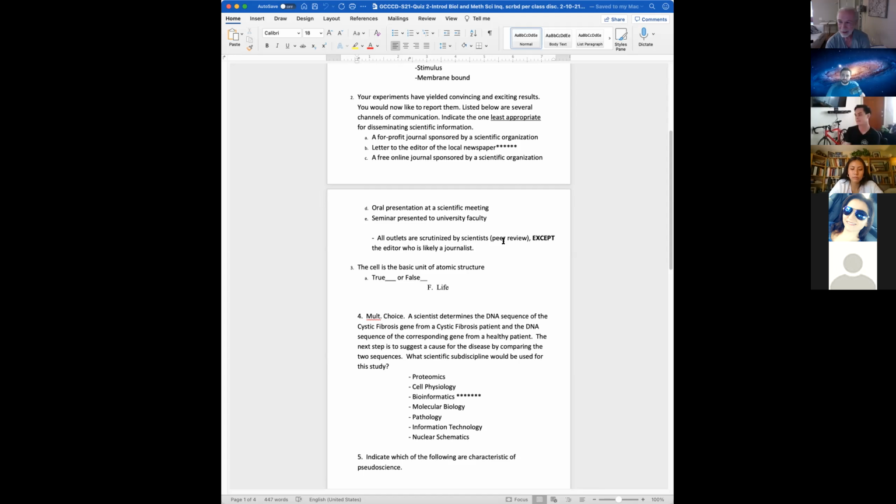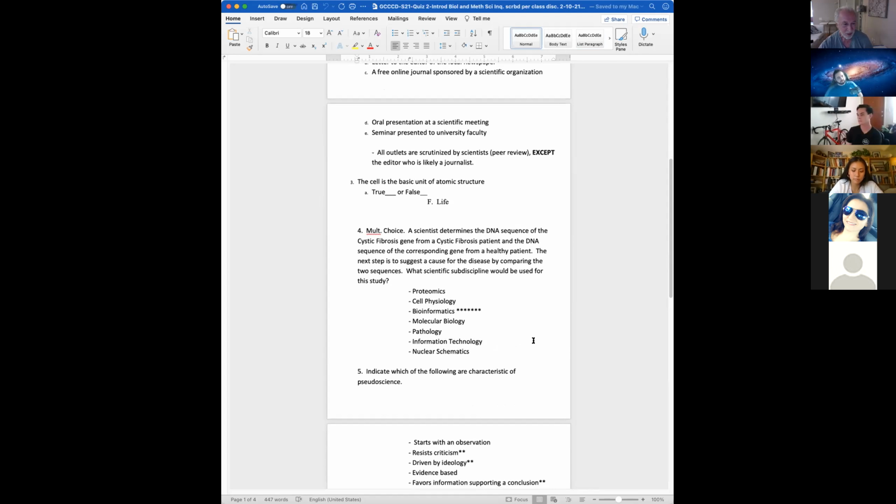The smallest unit of atomic structure is an atom. So the cell would be the basic unit for life. Right. The word that should have been there is life, not atomic structure.